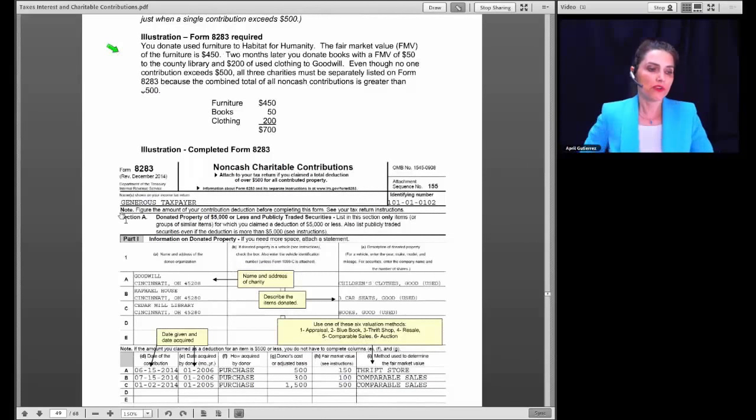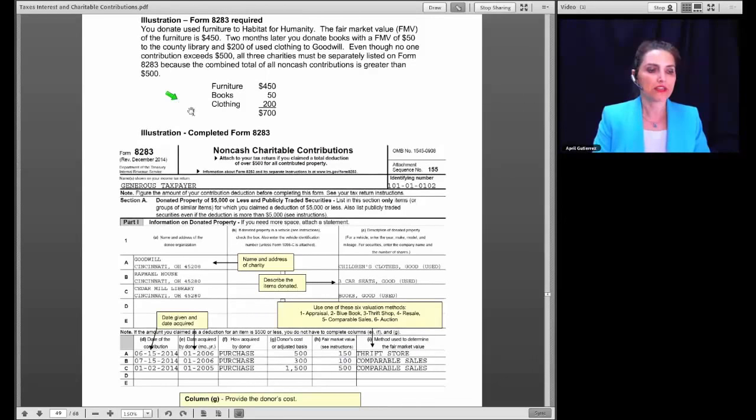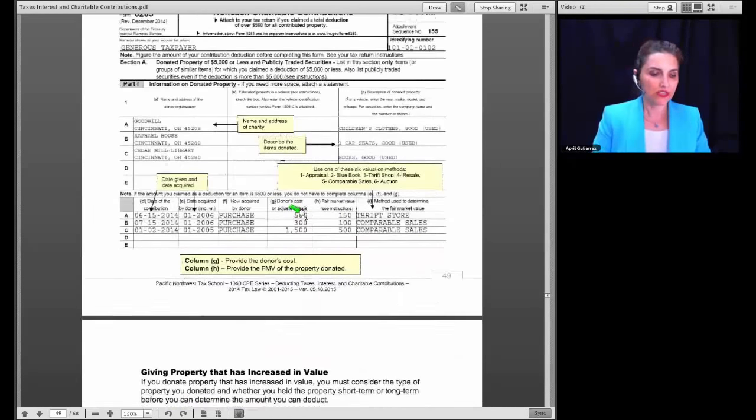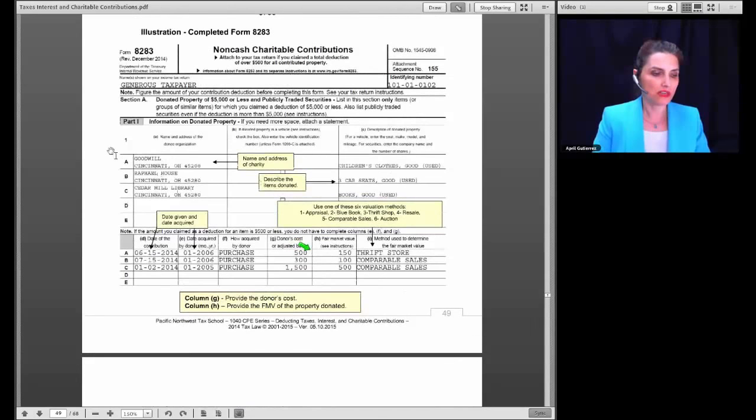You donate used furniture to Habitat for Humanity, and the fair market value of the furniture is $450. Two months later, you donate books with a fair market value of $50 to the county library, and then you also donate $200 worth of used clothing to Goodwill. Even though no one contribution exceeds $500, all three charities must be separately listed on Form 8283 because the combined total of all non-cash contributions to these charities is greater than $500. In fact, when you add it up, you get $700. So as soon as we go over $500, we need to fill out the form.